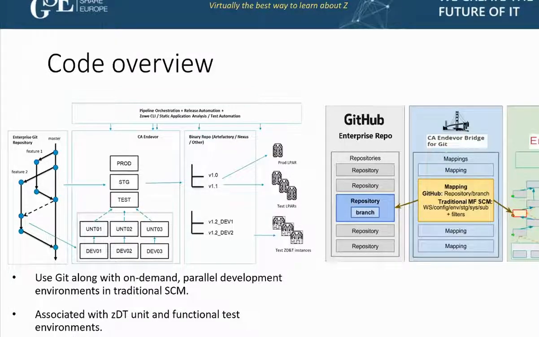Each of those UT and DV layers maps to a ZDT. So a ZDT for a developer sandbox and another ZDT for functional test.